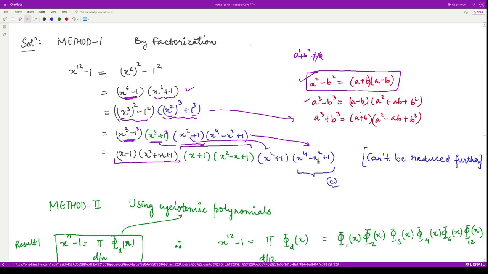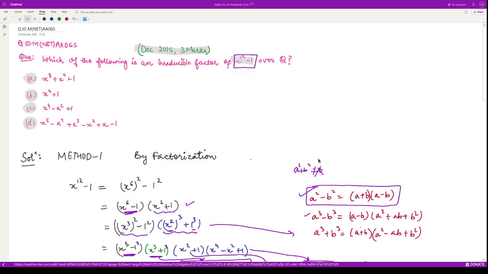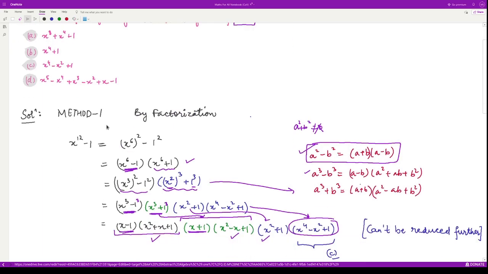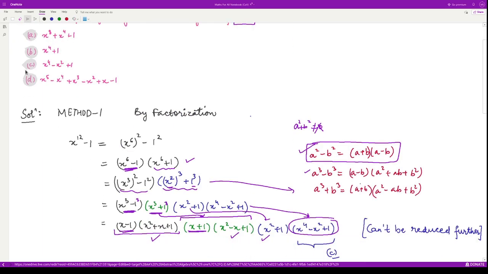From here you see that every factor is of degree 1 as in this, or of degree 2 as in these, or of degree 4. Let us have a look at our options. Here we have degree 8, 4, 4 and 5, and of degree 4 we have this. So C is the correct option for this method. This is the irreducible factor of this polynomial.